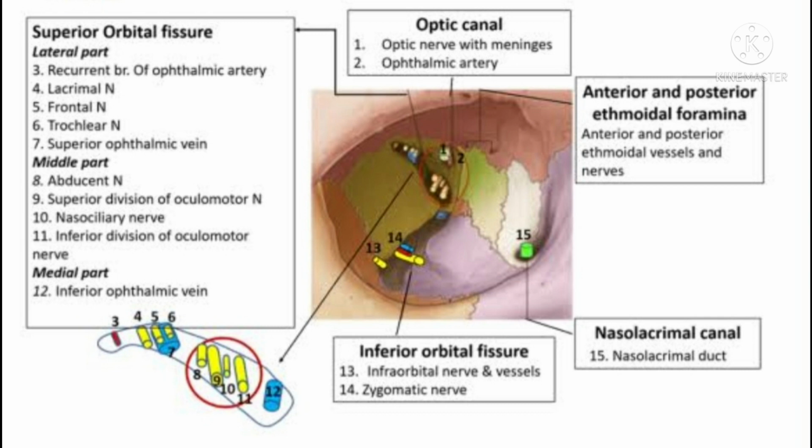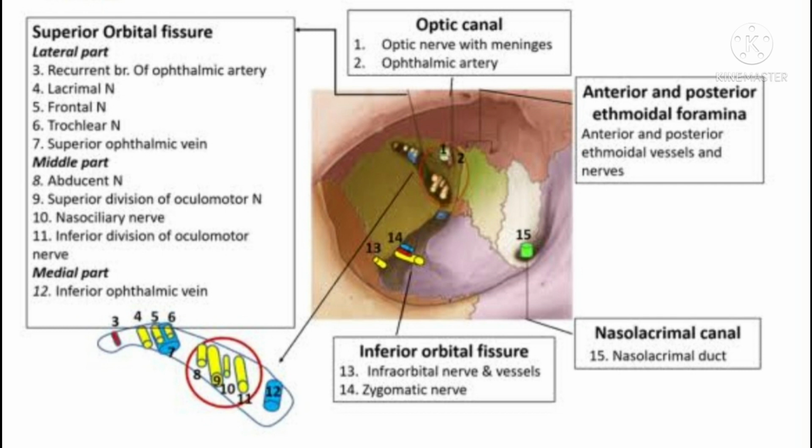8 represents abducens nerve, 9 represents superior division of oculomotor nerve, 10 represents nasociliary nerve, and 11 represents inferior division of oculomotor nerve. And the structure passing through the medial part is inferior ophthalmic vein, represented by 12.